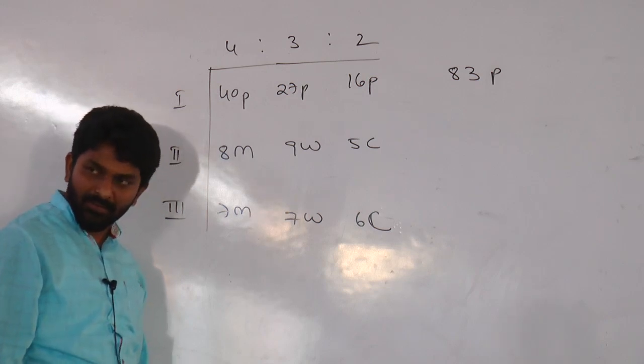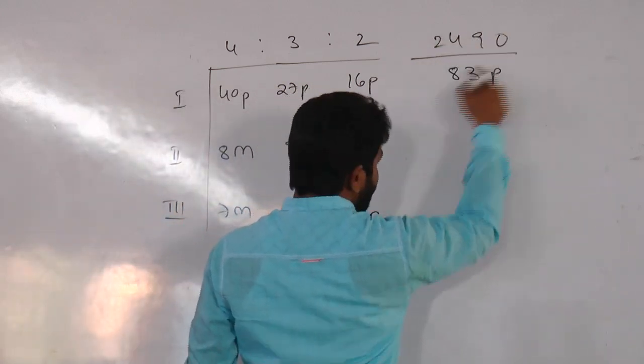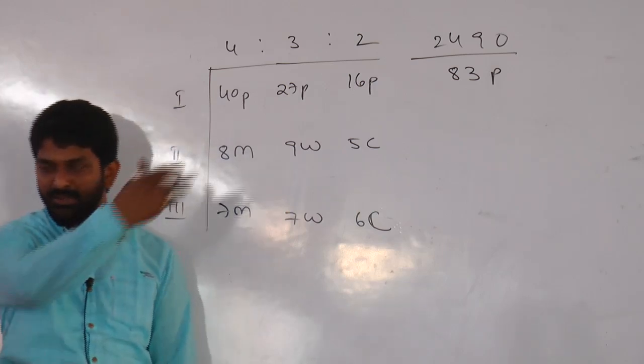Are you getting my point? Yes, agreed. 2490 is divisible by 83. But make sure other options are not divisible by 83. In that case, you can go for it.